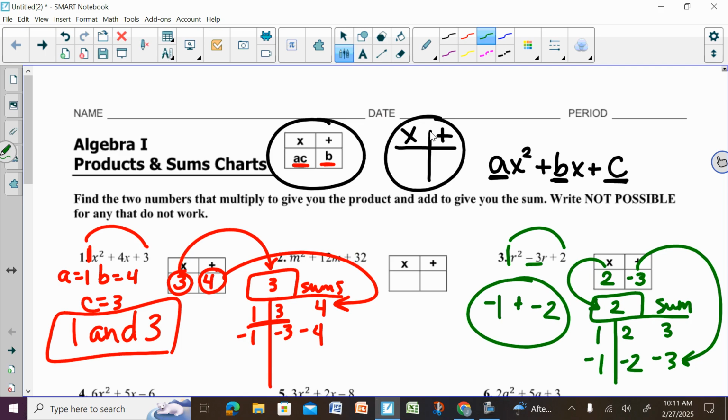Okay, so complete this. Make sure you have your product and sums charts complete. And the next sections of this chapter will be a breeze. Good luck.